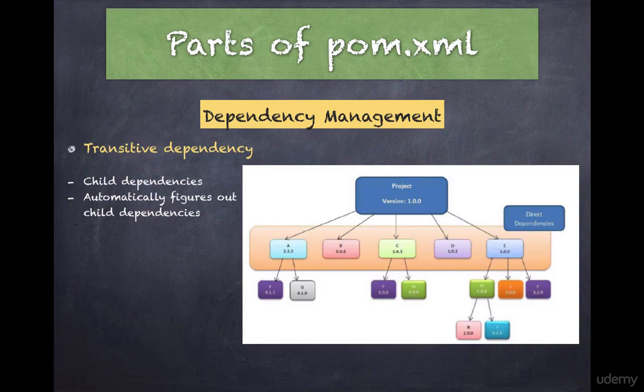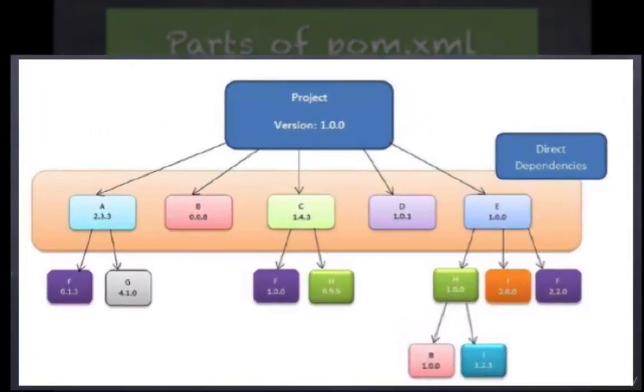To do this, Maven uses a technique called dependency mediation to resolve version conflicts. Simply stated, dependency mediation allows Maven to pull the dependency that is closest to the project in the tree as shown in the figure. In this figure, there are two versions of dependency B, 0.0.8 and 1.0.0. In this scenario, version 0.0.8 of dependency B is included in the project because it is a direct dependency and is closest in the tree.